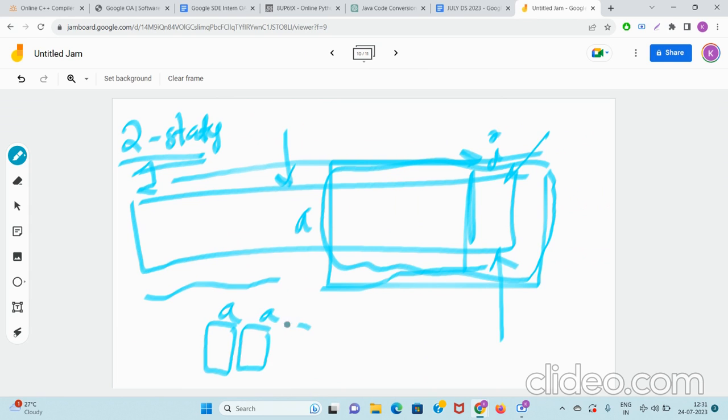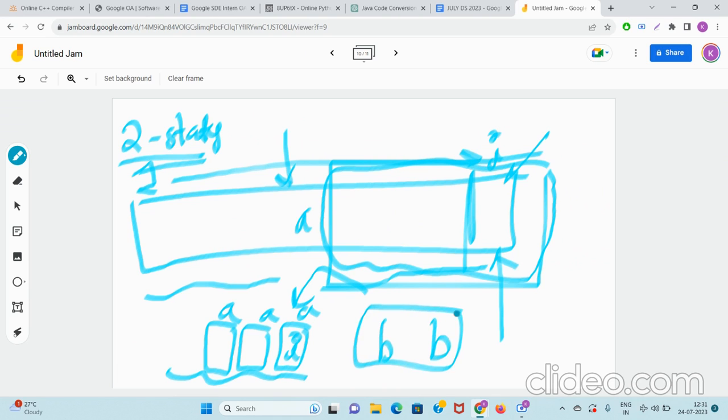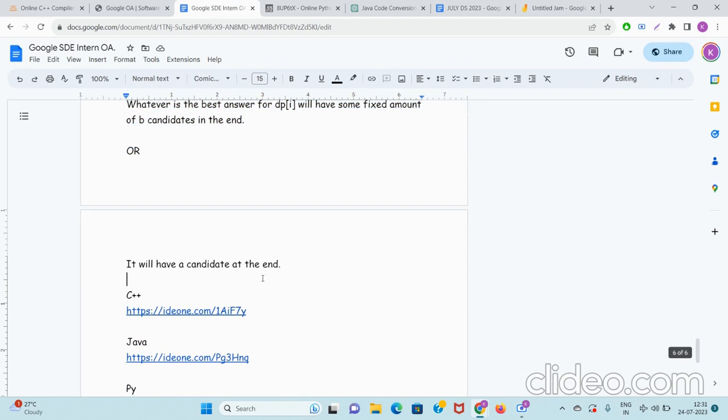A should always be of size 1, right? So if this is index I, it can look like this, but there are only two possibilities. Either the last element is A or the last element is B. But if the last element is B, then you will have to make the adjacent one also B. So the B are always multiple. That's why I'm saying there are only two possibilities: either the last element is A, or the last few elements are B. That's it. So I'm making the two states, guys.